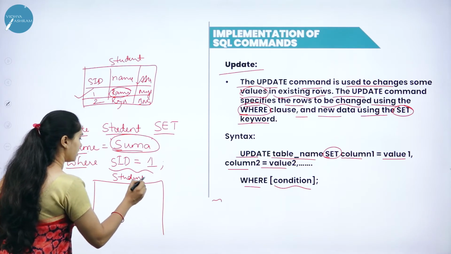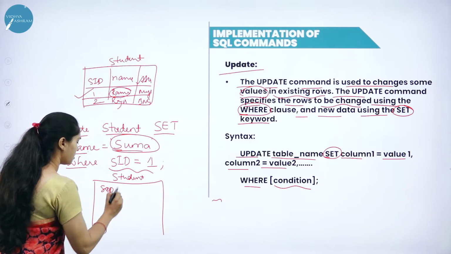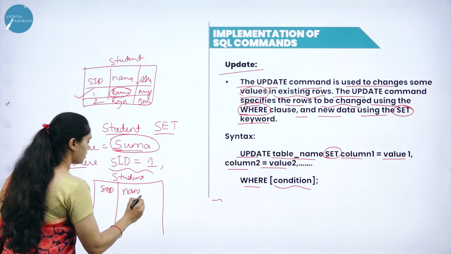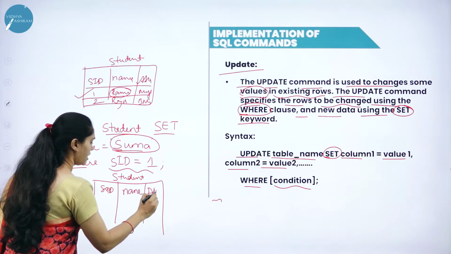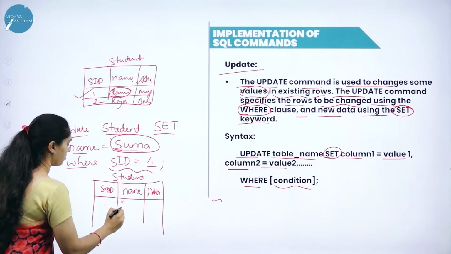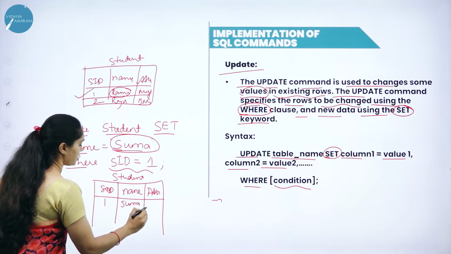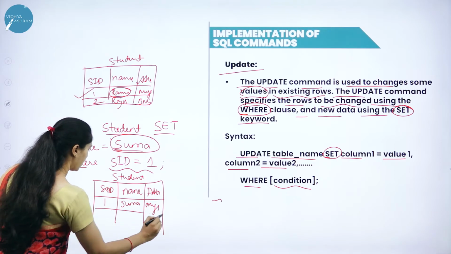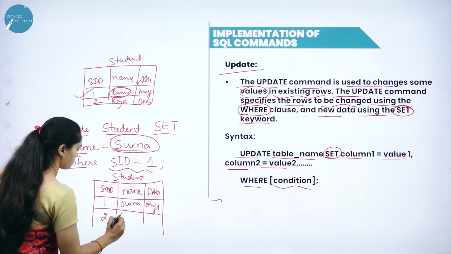Student, and then we have student ID again, then name, then address, right? Initially it was 1, Ramu, Mysuru. Now what will it become? It will become Suma, then Mysuru. And the second row will be as it is.